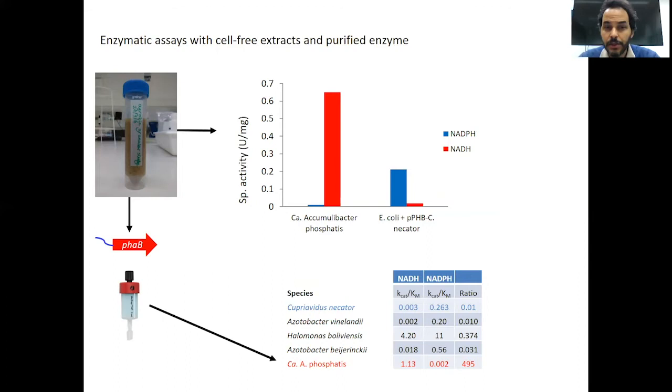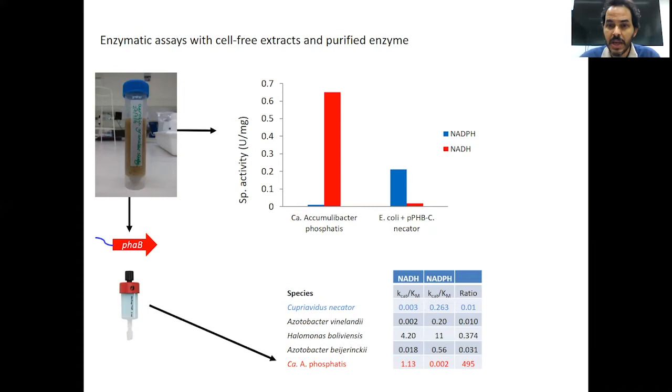Therefore, we obtained cell-free extracts from Candidatus Accumulibacter phosphatis, and we decided to study there the specific activity of the acetoacetyl-CoA reductase. For comparison, we used a cell-free extract obtained from Escherichia coli expressing the acetoacetyl-CoA reductase from Cupriavidus necator. As you can see in the graphic, the activity in the cell-free extract from Accumulibacter phosphatis was clearly NADH preferring. The case was completely different in the cell-free extract coming from Escherichia coli expressing the acetoacetyl-CoA reductase from Cupriavidus necator.